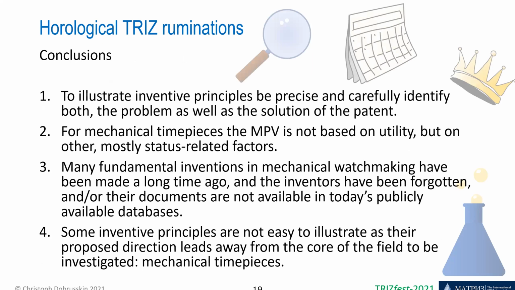So we're coming to the conclusions. Number one is that to illustrate inventive principles, you have to be really precise and carefully identify both the problem as well as the solution that is suggested. For mechanical timepieces, nowadays, I think the MPV is not based on utility, but on other, probably status-related factors. Many fundamental inventions in mechanical watchmaking have been made a long time ago, and the inventors have simply been forgotten, or their documents are not freely available in public databases. And then some inventive principles are not easy to illustrate, as their proposed direction leads away from the core of the field to be investigated, mechanical timepieces.